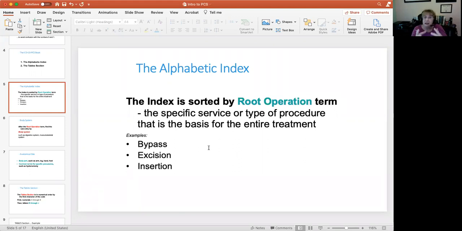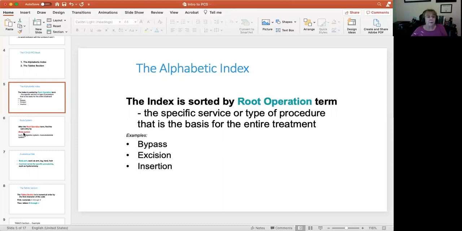Bypass, excision, insertion. Does that make sense to you? You see how this is just the verb. We're not concerned with a body part or an anatomical site at this point. We're not concerned with anything else. We're just concerned with what is the verb, what was being done. Okay? Does that make sense? Yes. Thank you, Jamisha. See, you are the smartest.